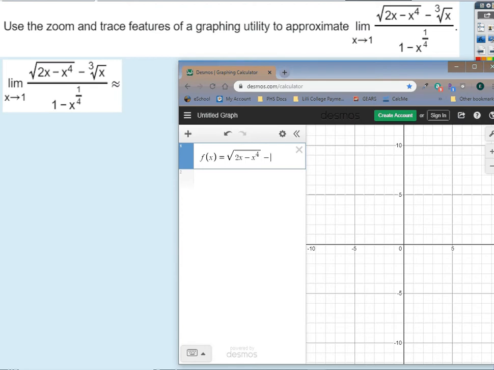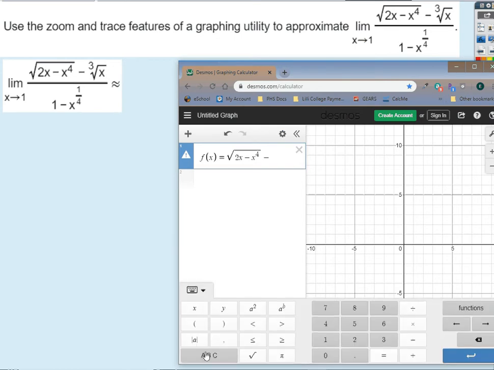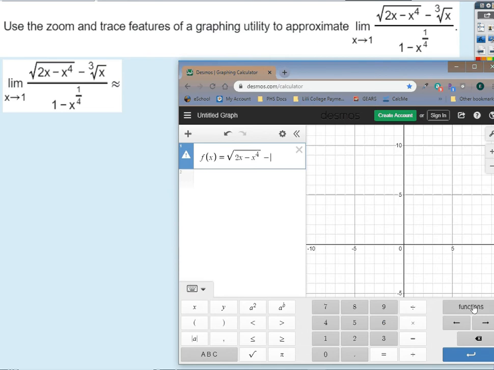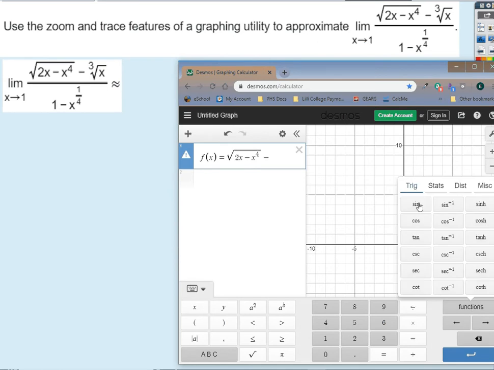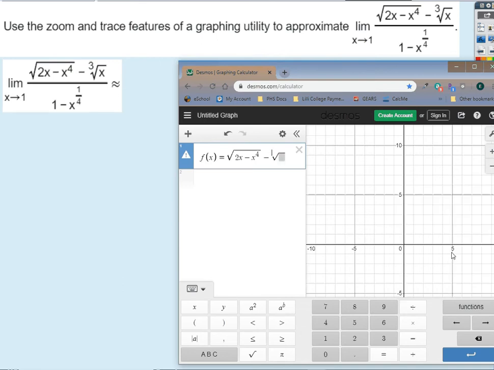Minus, now where do you find a cube root of x? I wonder if you can do CBRT. Oh, you can, that's pretty cool. If you forget that, this is good to know. On Desmos, you can show the keyboard, and if you go down to functions, you get these different categories. I think it's probably under miscellaneous, and there's the nth root. It allows you to type whatever index radical you want. Although if it happens to be a cube root, CBRT is a good little shortcut too.